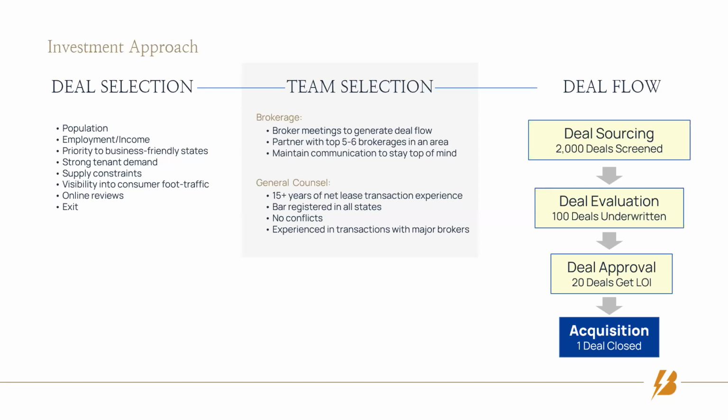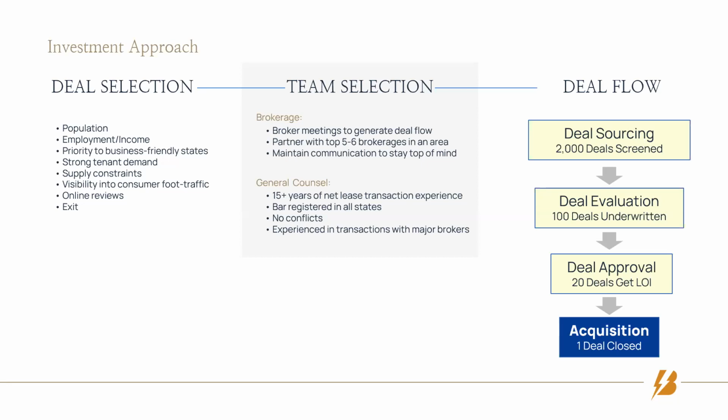Now, in the way of deal flow, as you'll see here on the right, going through these deals requires a great amount of effort, to put it lightly. In any given month, we will look at 2,000 screened deals, meaning we just look at them, 2,000 of them. That'll lead to maybe 100 deals that we might underwrite. We might get 20 LOIs out, and of those 20, we might actually get one deal closed.